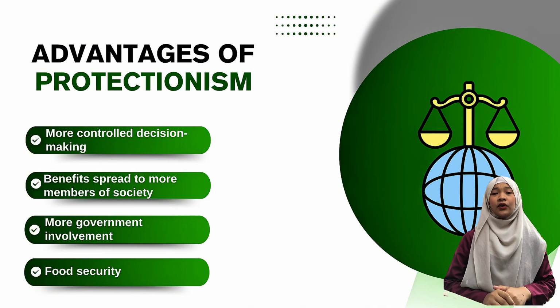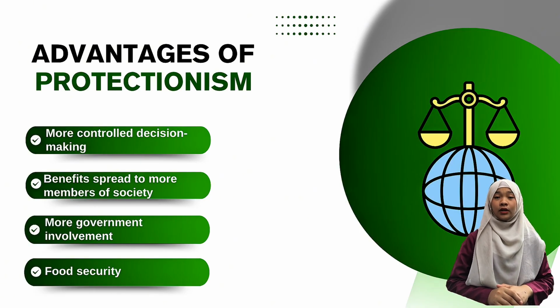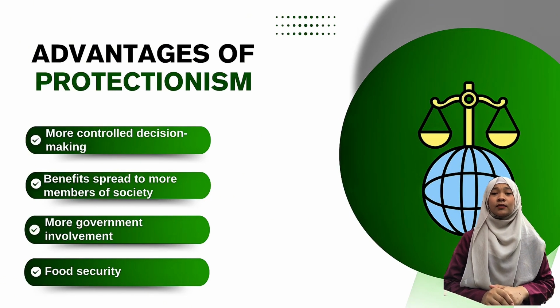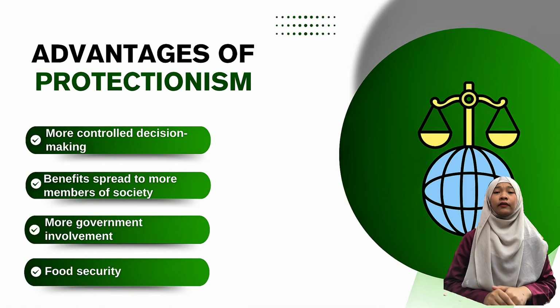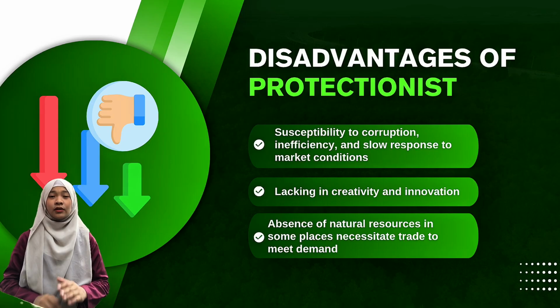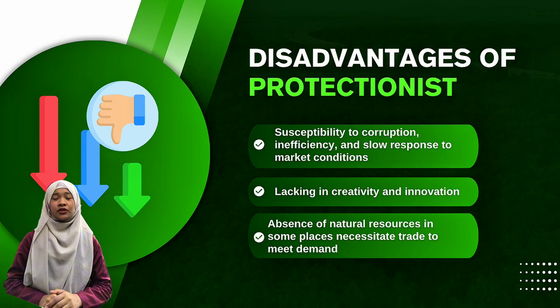Fourth is food security. Countries can produce their own food instead of depending on imports. An example is Mexico protecting its corn farmers from cheap imported corn. This helps millions of small farmers earn money and support their families. So let's proceed to the disadvantages of protectionism.